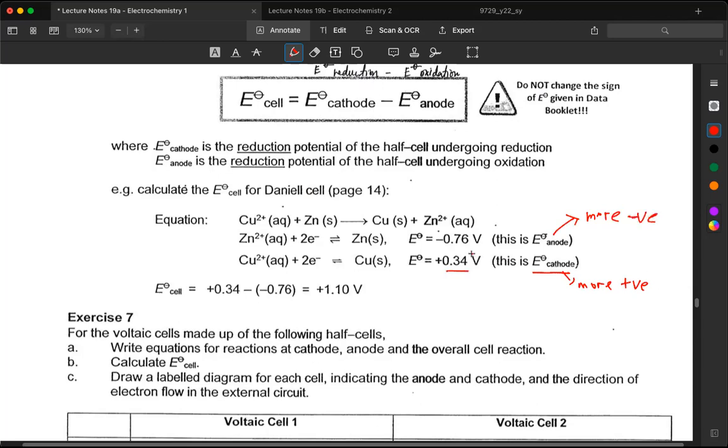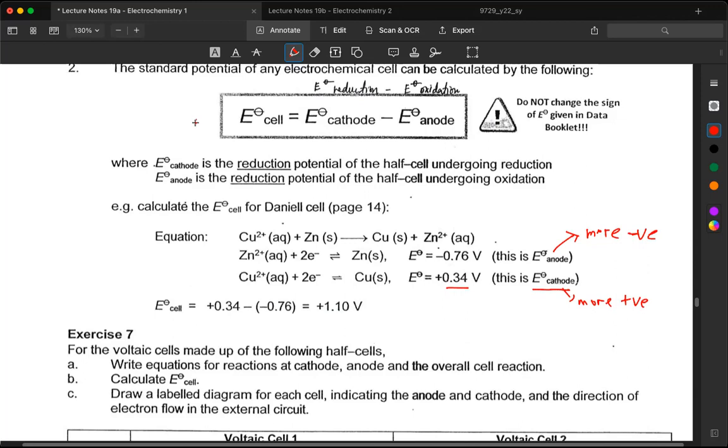So you just add them together, you get plus 1.10 volt. So plus 0.34. But this is negative, so you need to take negative, negative, become positive. So the E cell is plus 1.10 volt. Just use this formula all the time. Don't turn the sign around. Just add them, minus, minus. Okay, easier. Just use this formula and just plug it in.